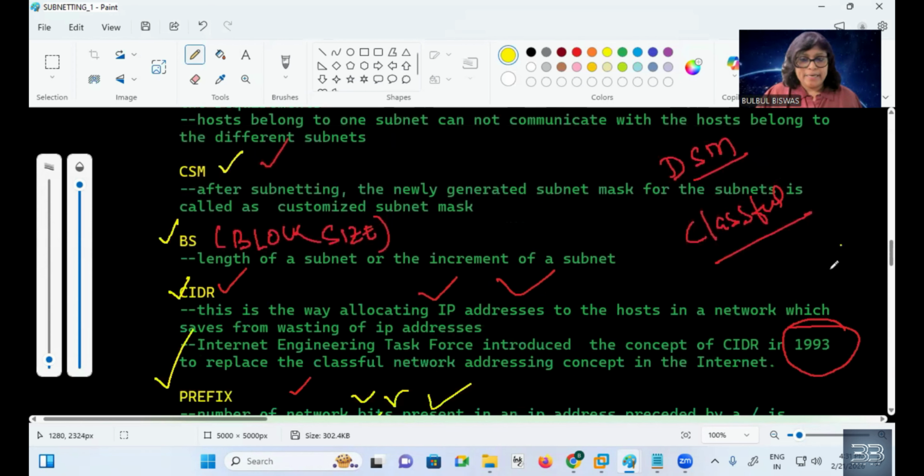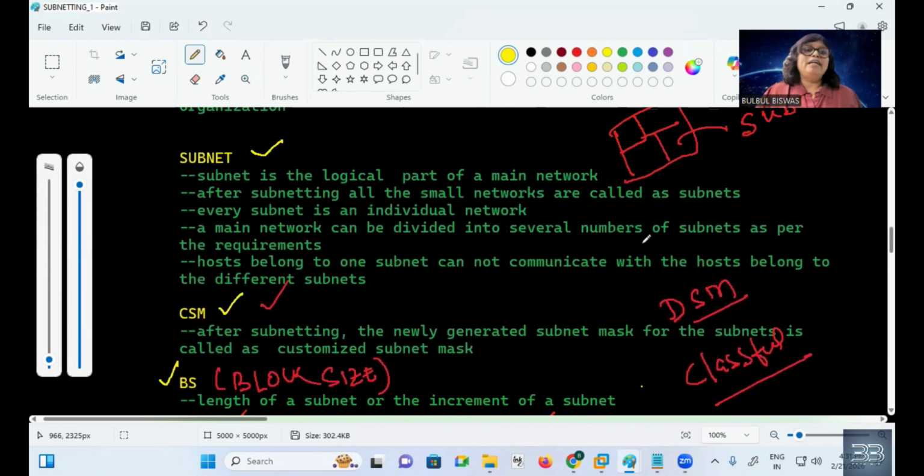So at the end of the day, what is the conclusion? Subnetting is saving public IPs, improving network performance, and maintaining security in the network.